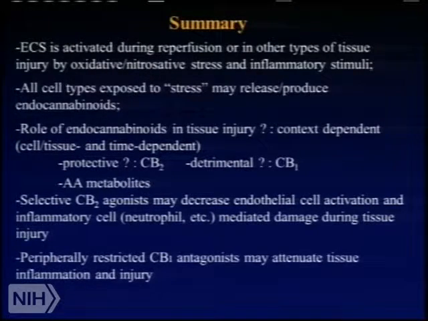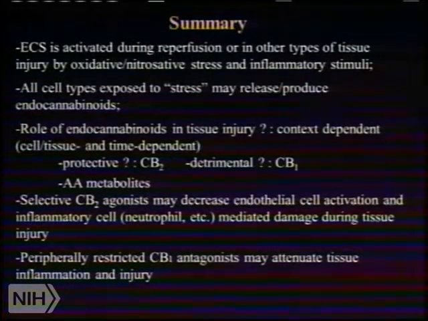So very briefly, the endocannabinoid system is activated by reactive oxygen and nitrogen species during tissue injury, and through cannabinoid receptors it can induce a protective effect for CB2 or a detrimental effect for CB1. Both receptors are involved in reactive oxygen and nitrogen species production in inflammatory and some other cells. But some of this effect can be mediated through pathways unrelated to the CB2 and CB1 receptors, through modulation of the arachidonic acid cascade and COX-derived metabolites.